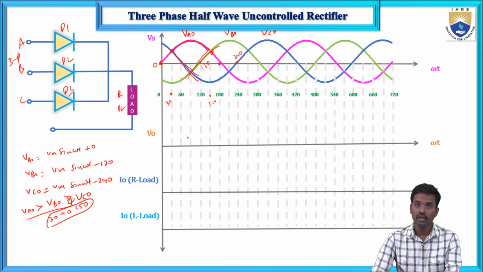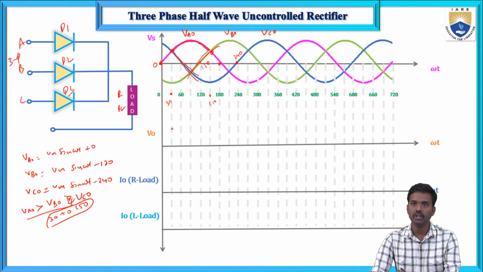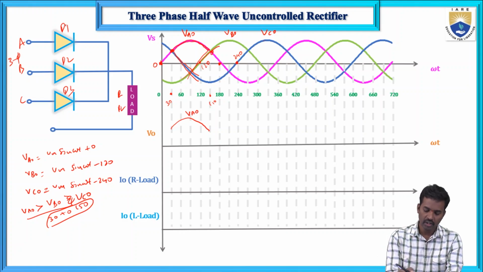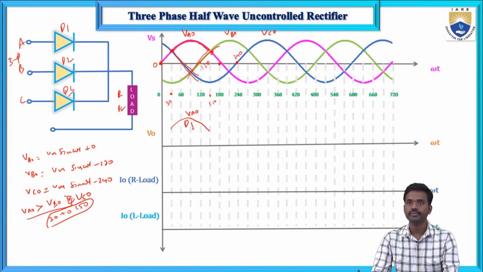Now, which diode will conduct first? Here from 30 to 150, VA0 is maximum, so VA0 will conduct. VA0 means the D1 diode will conduct.